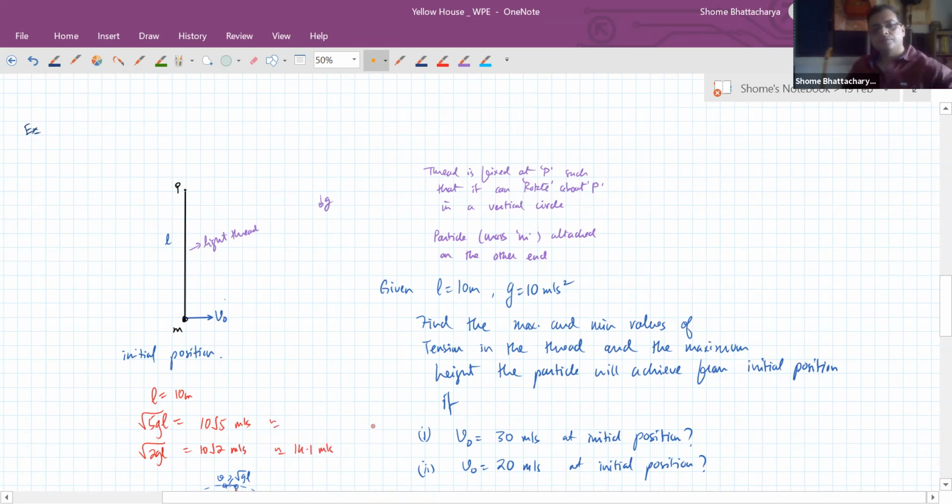And this is approximately 22.4 meters per second. Okay. So from this analysis, we can see that this value that is given to us, 30 meters per second, is greater than root 5 GL. So in this case, what will happen is it completes the vertical circular motion.